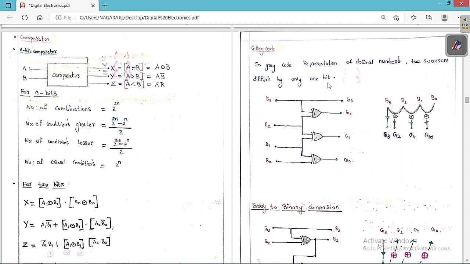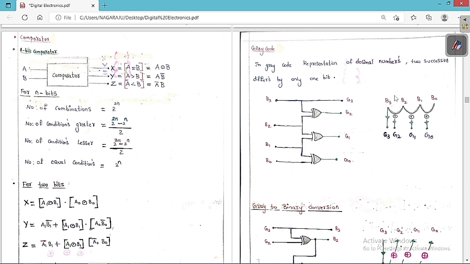Now we will see how to convert binary to Gray and Gray to binary. This is the conversion from binary to Gray. Suppose the binary has 4 bits, then definitely the Gray code also has 4 bits. So J3 is equal to B3, J2 is B3 XOR B2, J1 is B2 XOR B1 and J0 is B1 XOR B0.